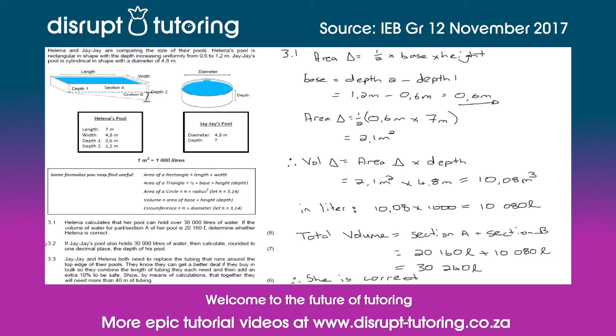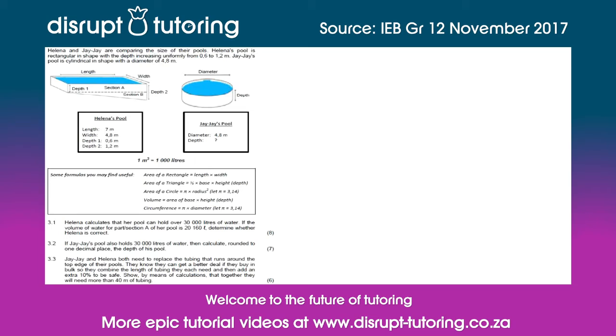So therefore, she is correct, because the question asked us to state whether Helena is correct, and she said that it could hold over 30,000 liters, and it indeed does hold over 30,000 liters. I'm just going to erase this working out now so that I can have space for 3.2. Okay, some more space to go on to 3.2.